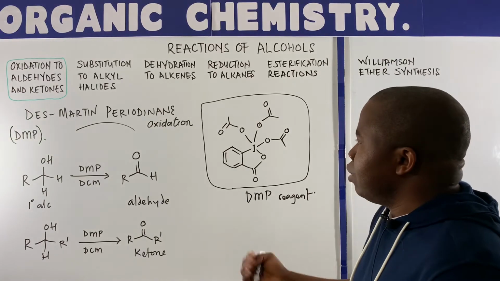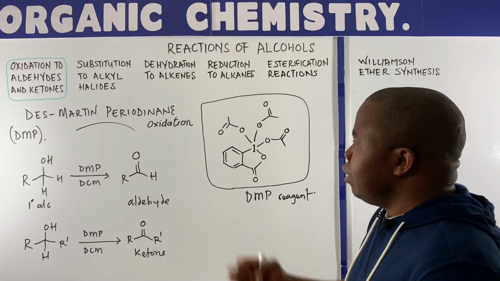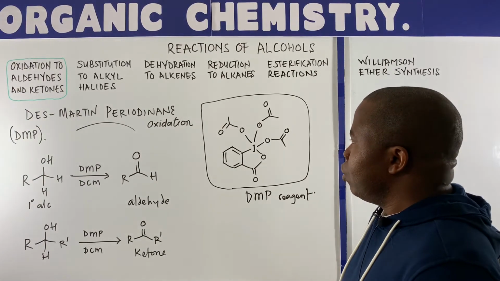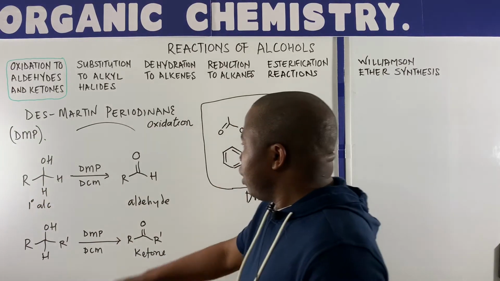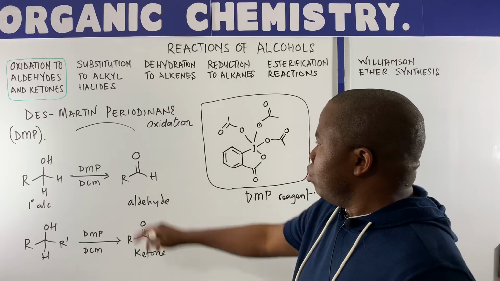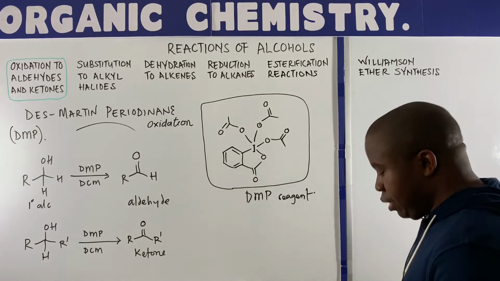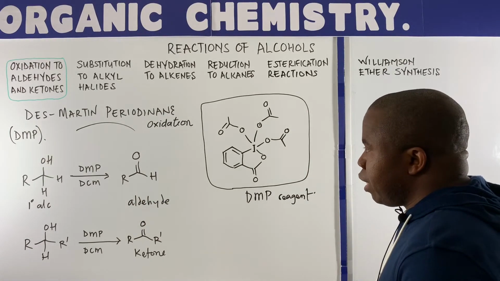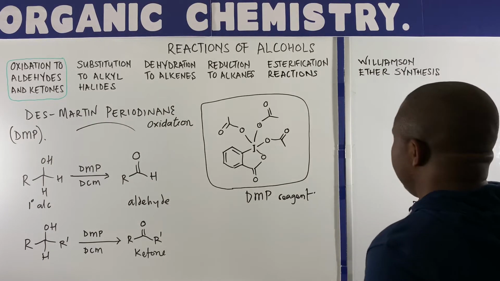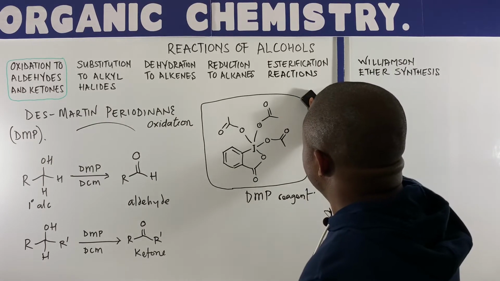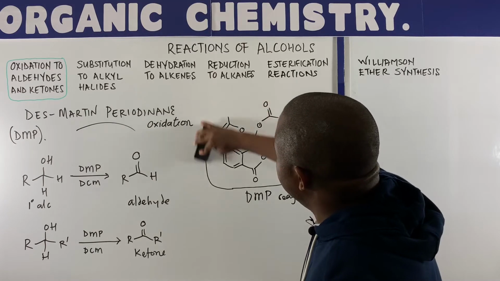So how does the oxidation using DMP happen? We're going to look at this example. We're going to be looking at the primary alcohol being oxidized to an aldehyde using the DMP in dichloromethane as solvent. So let's quickly take a look at how that reaction happens.